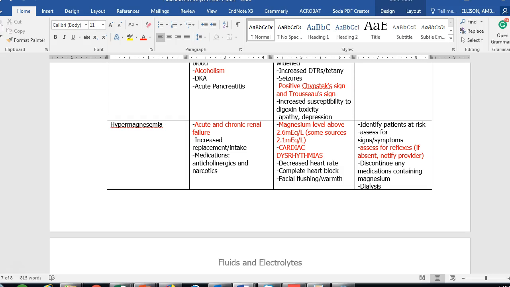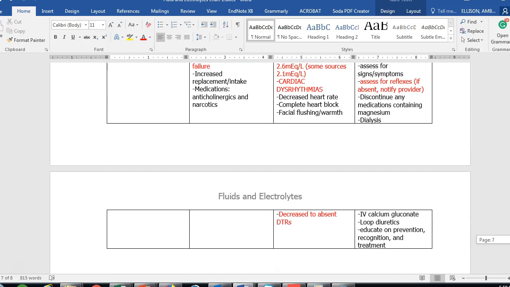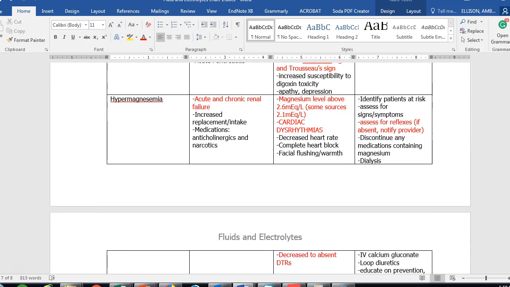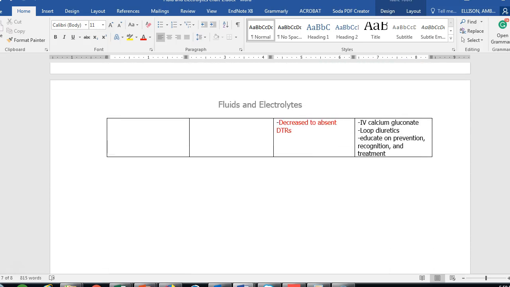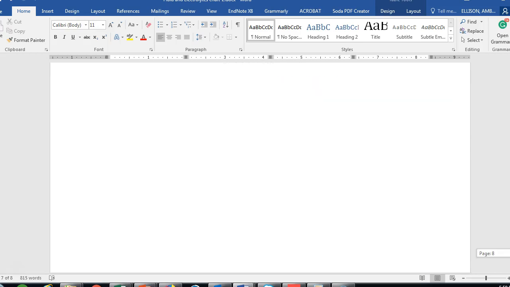You want to identify those at risk and assess for signs and symptoms. So one sign and symptom is decreased or absent DTRs, deep tendon reflexes. So if you're assessing and your patient does not have deep tendon reflexes, then you need to let the doctor know. You might do some loop diuretics if the level is high enough, some IV calcium gluconate, and again, education.